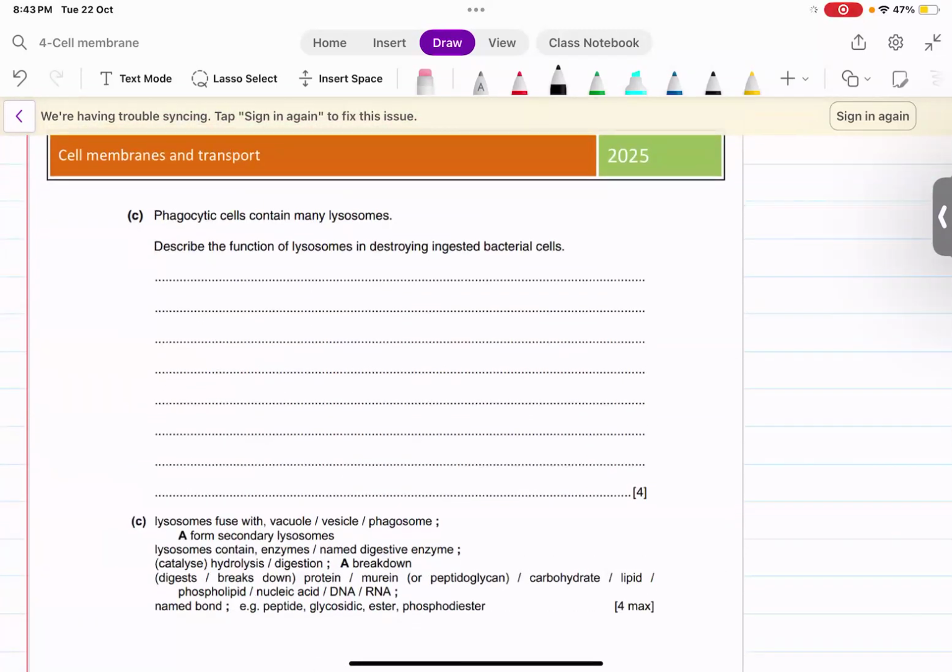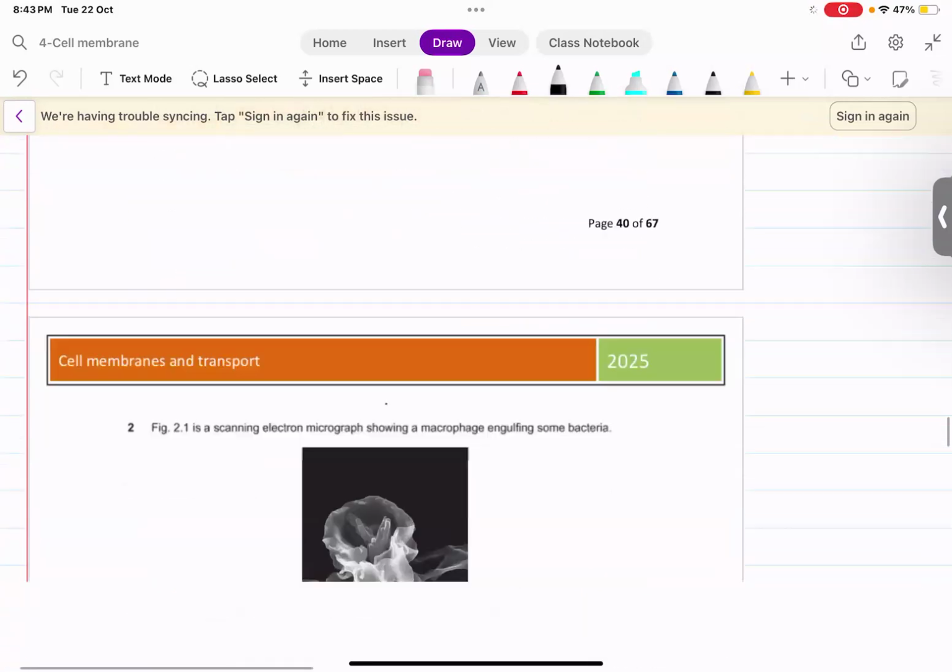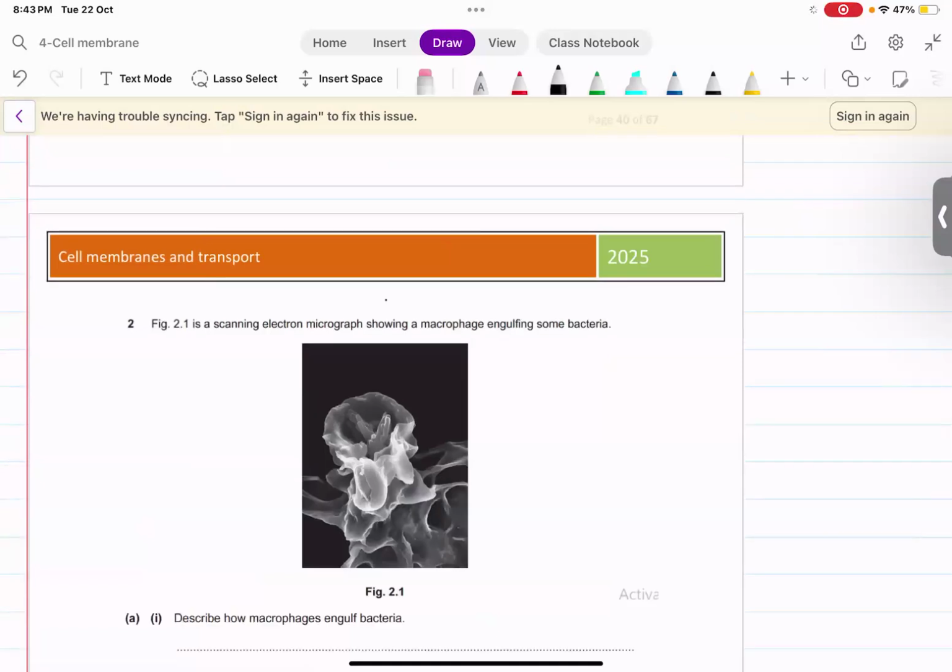We have: phagocytic cells contain many lysosomes. Describe the function of lysosomes in destroying ingested bacteria. We have discussed that lysosomes contain hydrolytic enzymes, which may be proteases, lipases, or carbohydrases, and they break down proteins into amino acids, lipids into fatty acids and glycerol, and carbohydrates into simple sugars, by hydrolysis or digestion.